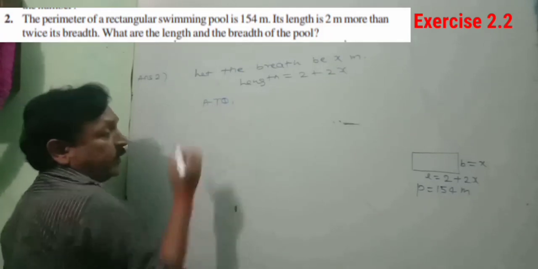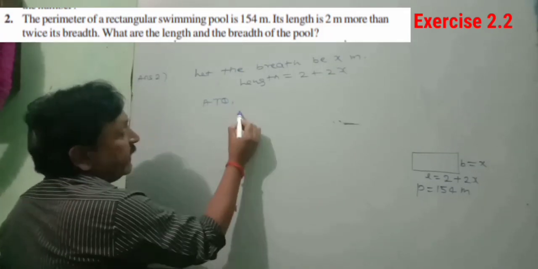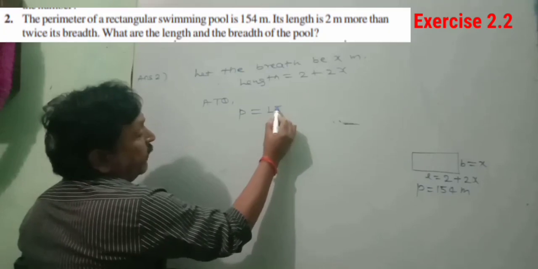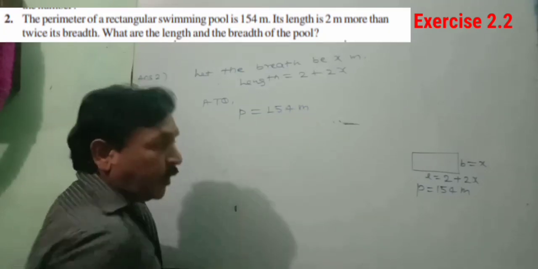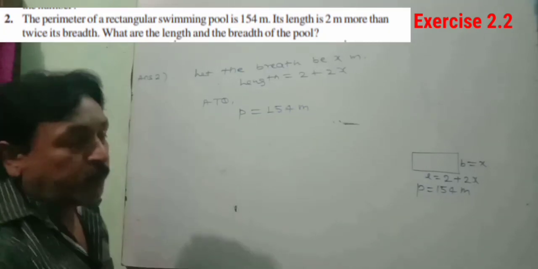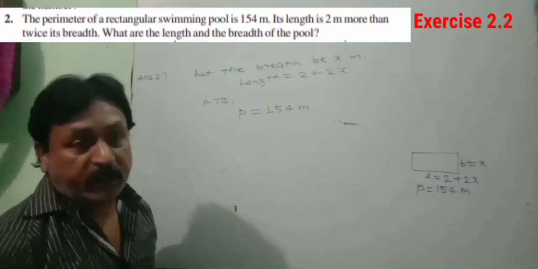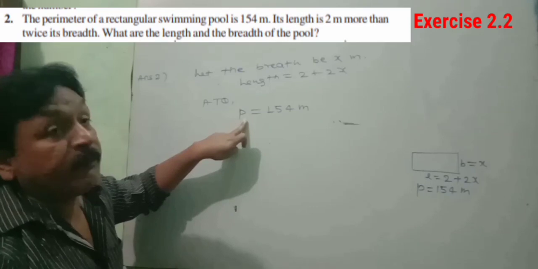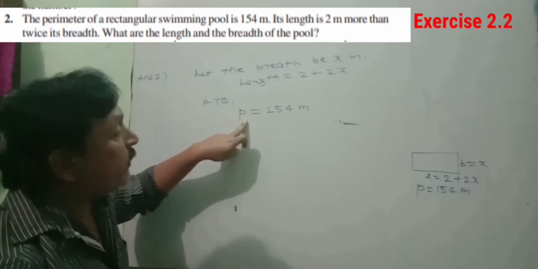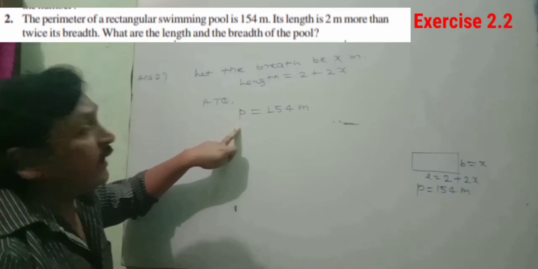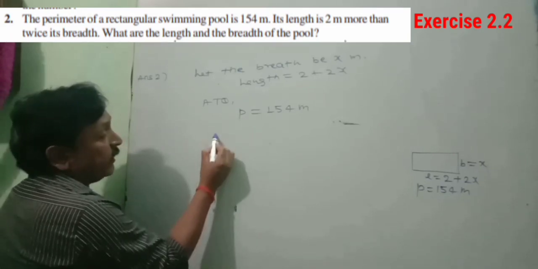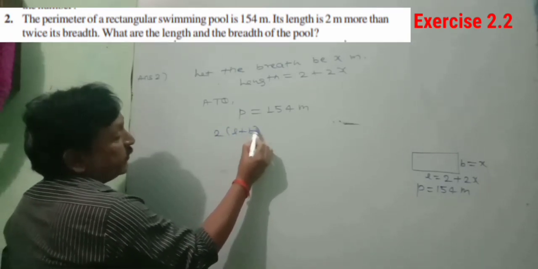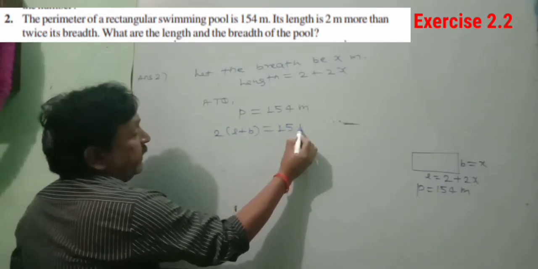According to the question, one piece of information is given to us, that the perimeter is 154 meter. And we all know very well that if in any question area or perimeter is given, it means we have to use their formula in their place. So what is the formula for the perimeter of the rectangle? It is 2 into (L plus B) is equal to 154.